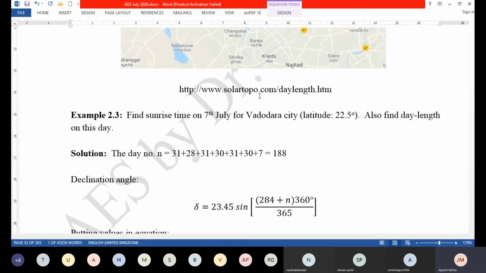Then you can get the declination angle with the help of this formula, delta. Delta is equal to 23.45 sine of (284 plus 188) divided by 365 and then multiplied by 360 degrees, and get the value of delta.